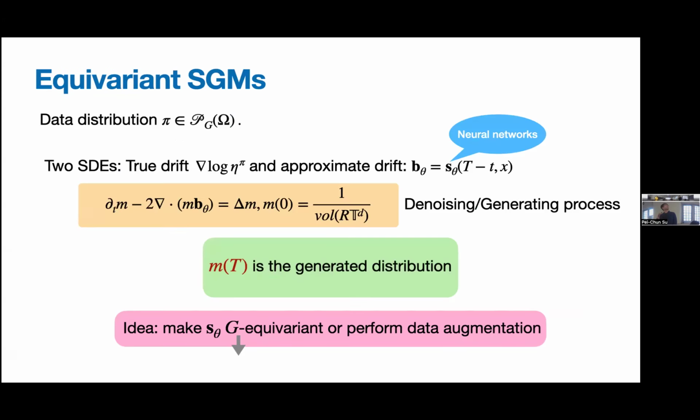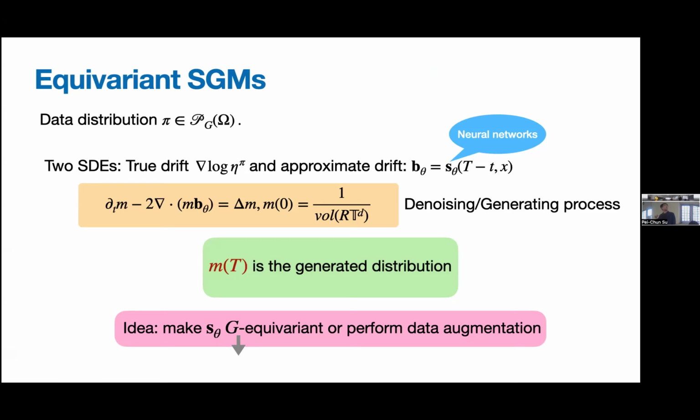Okay, so the goal of our SGM is to learn a data distribution that is G invariant, and the drift term or the score function is typically approximated by neural networks, such that the generating or denoising process can be written as a PDE like this, where we consider the domain to be bounded for simplicity. If you run the denoising process and stop at time t, then m of t, the solution to this equation, is the generated distribution.